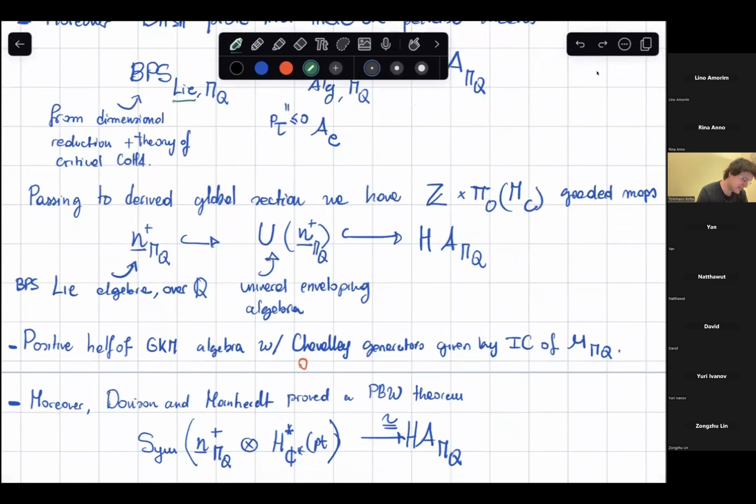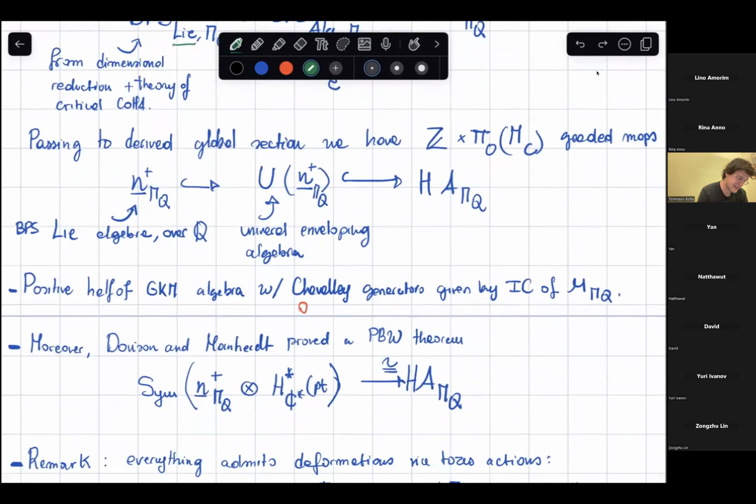And the last ingredient I should recall is that, due to Davison and Meinhardt, we have some sort of PBW theorem for the cohomological algebra, saying that the cohomological algebra is isomorphic as a vector space to this symmetric algebra. So here we are tensoring the BPS Lie algebra, this is the BPS Lie algebra, with the C-star equivariant cohomology of the point. So this is just polynomials in one variable.